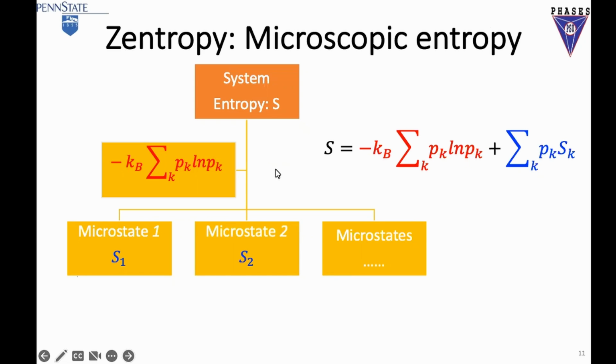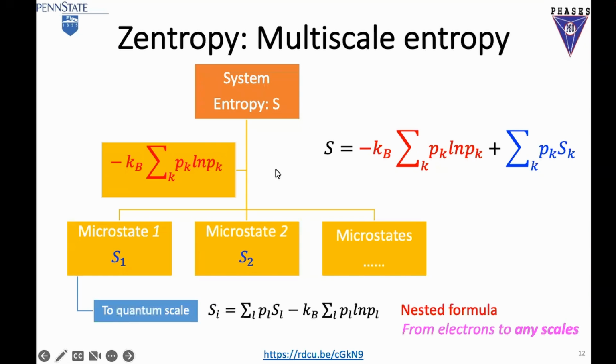Of course, each microstate can be divided even further, right? To even lower scales, all the way to the quantum scale, that would be the electrons. But we cannot count all electrons, so we start with DFT. They have quantum states, and we calculate all the entropy, and they go up levels all the way to the materials, to the scale where you do experiments. So this is really a nested formula. You can go to any scale you want, basically. We are working on a number of very interesting topics. Can we go to even bigger scales, so we can predict the entropy of it?